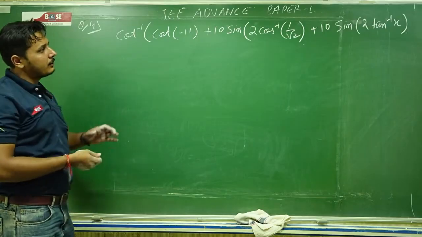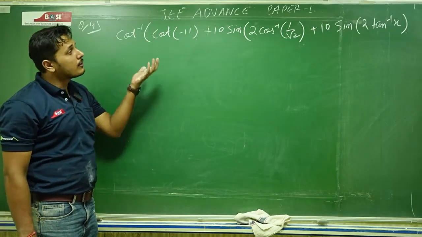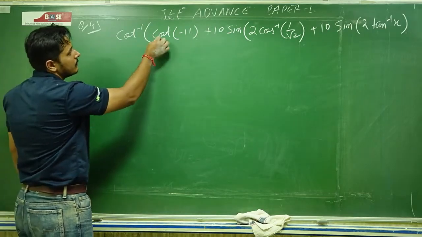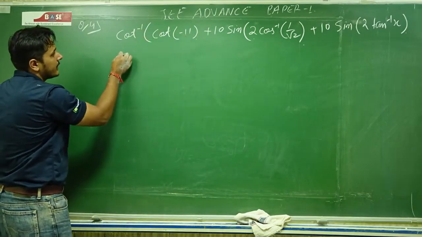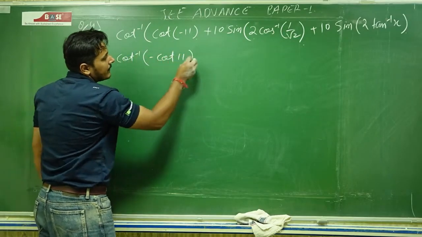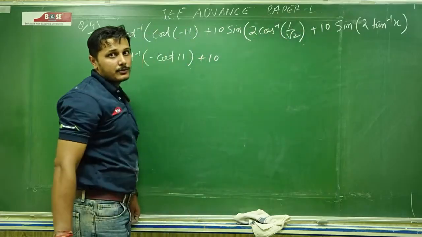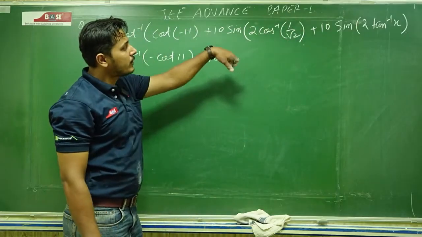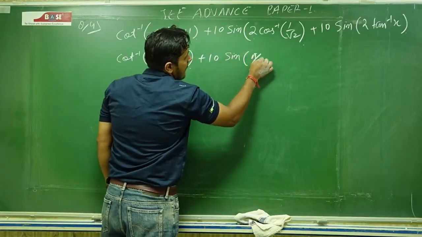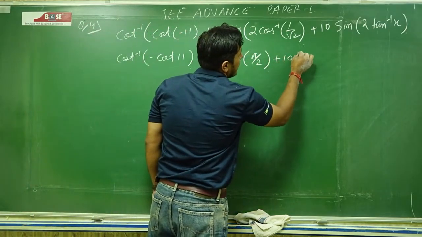Now as we know, in ITF most of the formulas from trigonometry we can use. As we know, cot of minus theta is minus cot theta, so this will become cot inverse minus cot 11 plus 10. We know this value, cos inverse 1 by root 2 is pi by 4. 2 into pi by 4 means pi by 2, so this will become sine of pi by 2 plus 10.